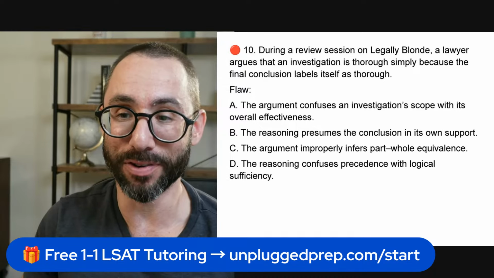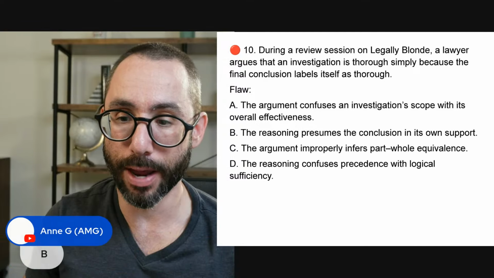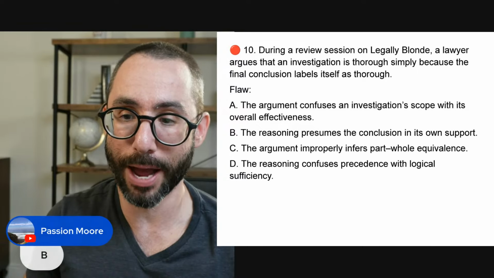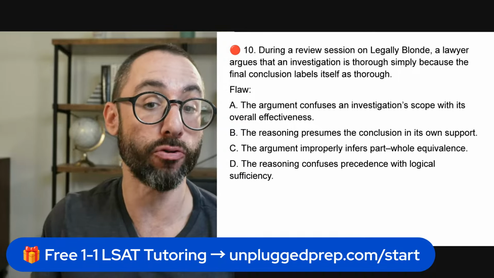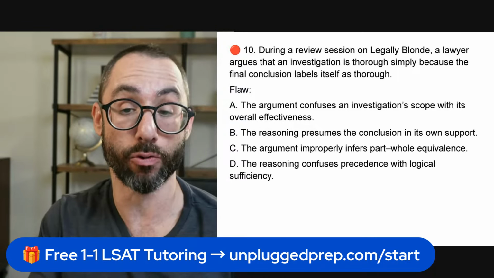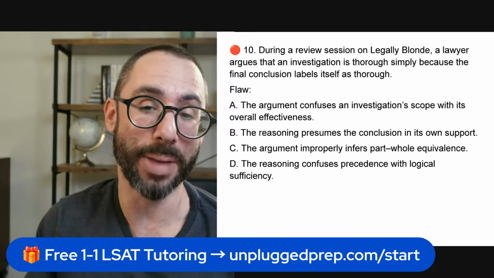Well done, folks. I see a ton of folks got it. Let's see who we got. Nathan, Anne, Zuli, Autumn, Giovanna, John, Passion, all saying B as in Bravo. The answer is in fact B. They are presuming the conclusion in their own support, presupposing what they set out to prove. Of course, you can't do that. You have to have some actual evidence backing up your claim.